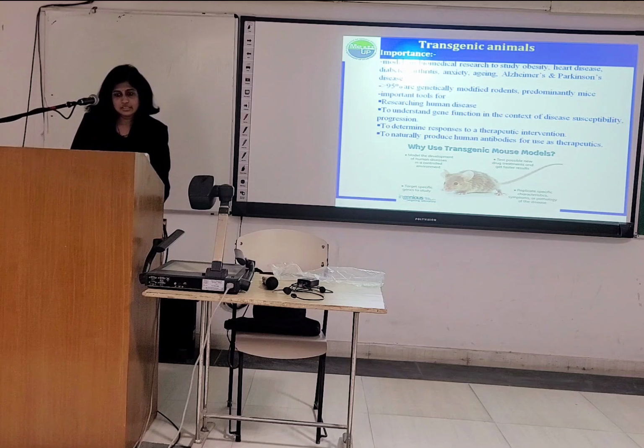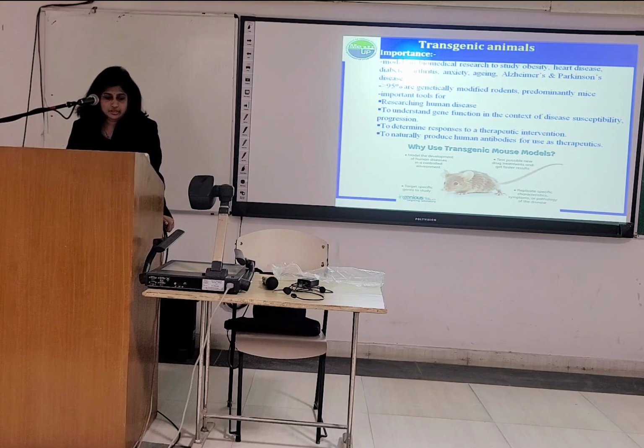The importance is that transgenic animals are routinely used as models in biomedical research to study obesity, heart disease, diabetes, arthritis, anxiety, aging, Alzheimer's, and Parkinson's disease. Over 95% of those used are genetically modified rodents, predominantly mice. These are important tools for researching human disease, being used to understand gene function in the context of disease susceptibility, progression, and to determine responses to a therapeutic intervention. The mice have been genetically modified to naturally produce human antibodies for use as therapeutics.